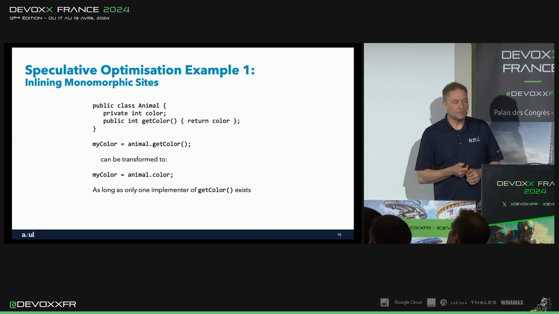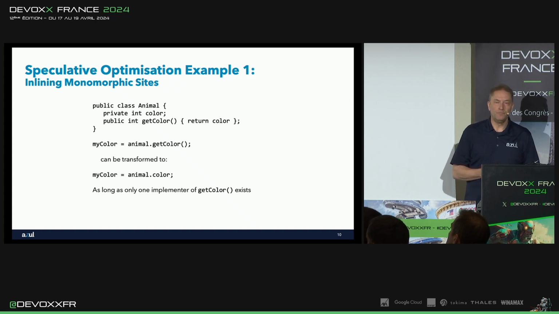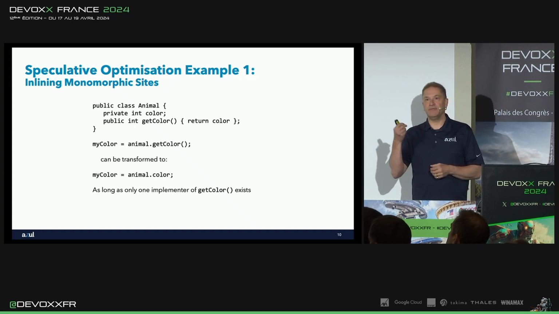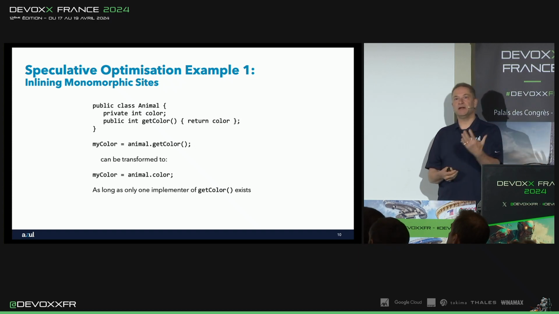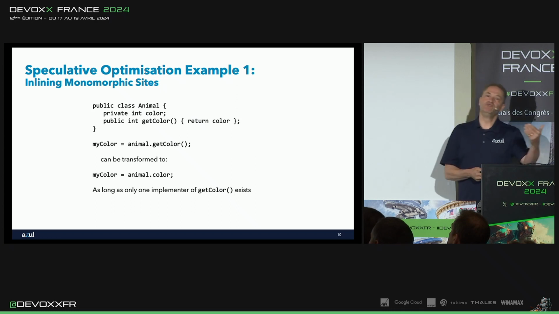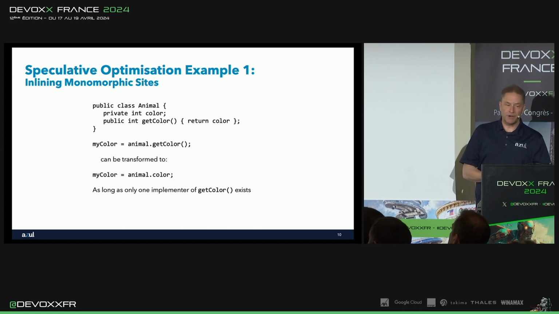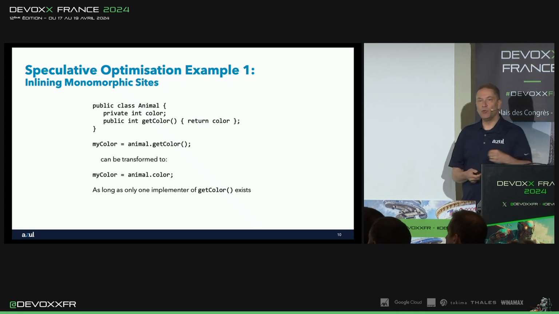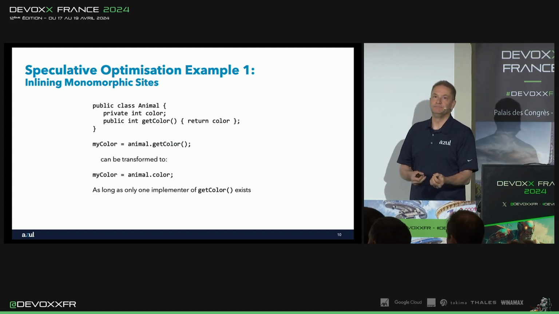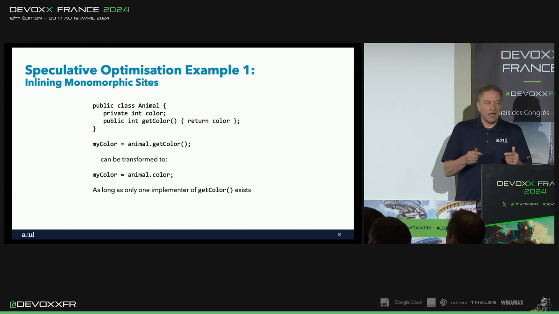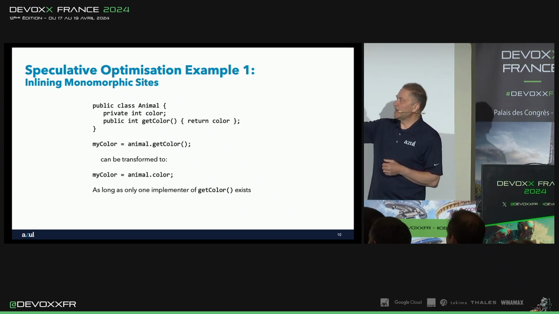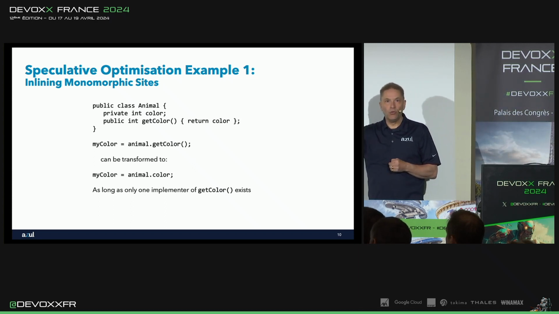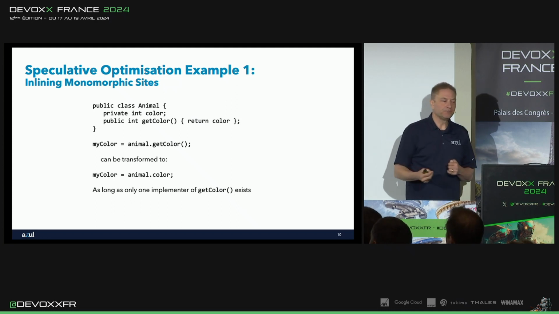Well, I've got a simple class here called animal, and I've used it to encapsulate a value which is color. Because I've encapsulated that, I've made it private, which means I need an accessor method to retrieve that value. Public int getColor. Now all that does is return the color. Okay, fine. If I want to use that in my code, obviously I'm going to say myColor equals animal.getColor. I call the method to retrieve the value.